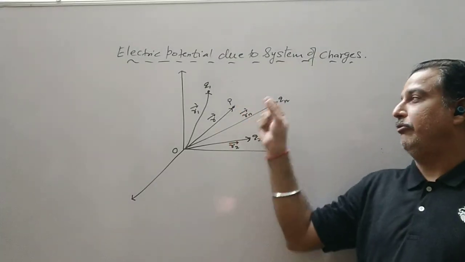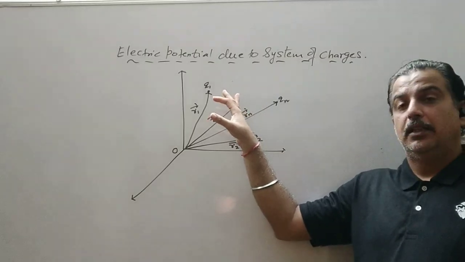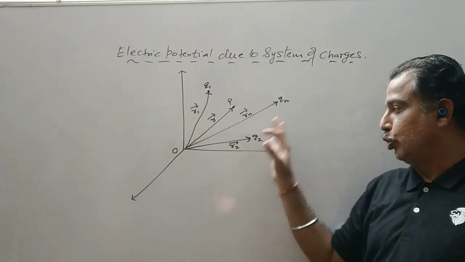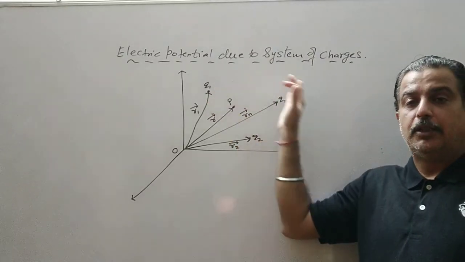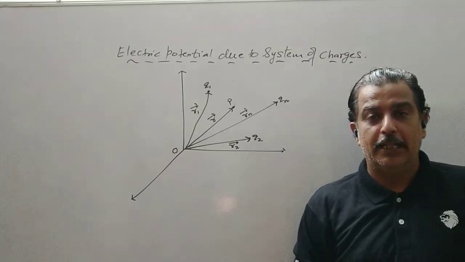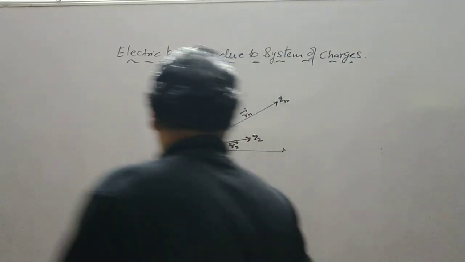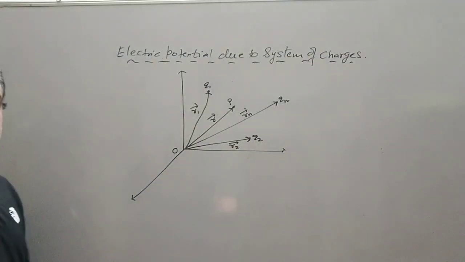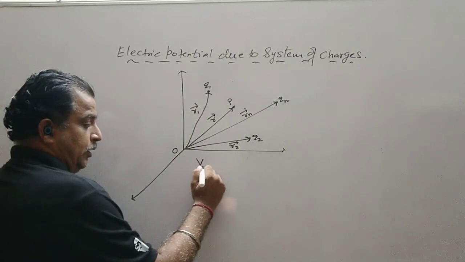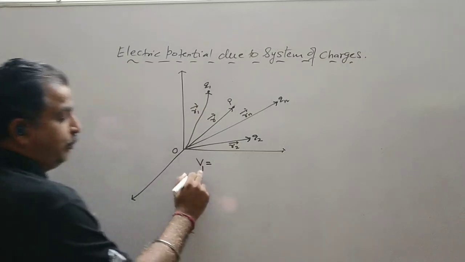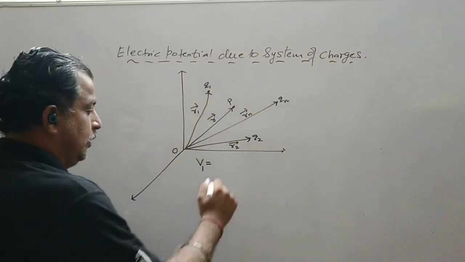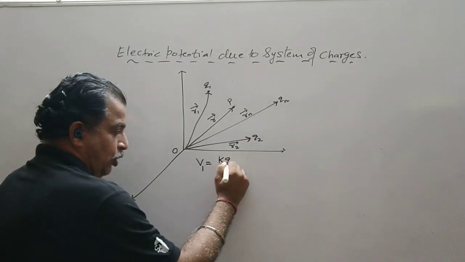Individually we find out the potential at P, that is potential at P due to Q1, then potential at P due to Q2, potential at P due to Qn, and you simply do the algebraic summation because the potential is a scalar quantity. So V1 is the potential at P due to Q1. So it will be K Q1.